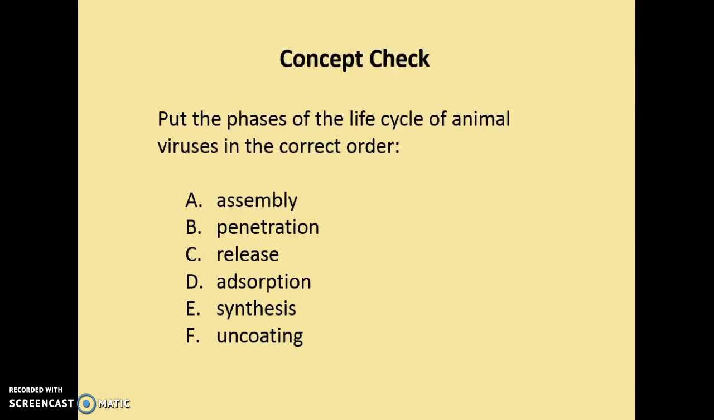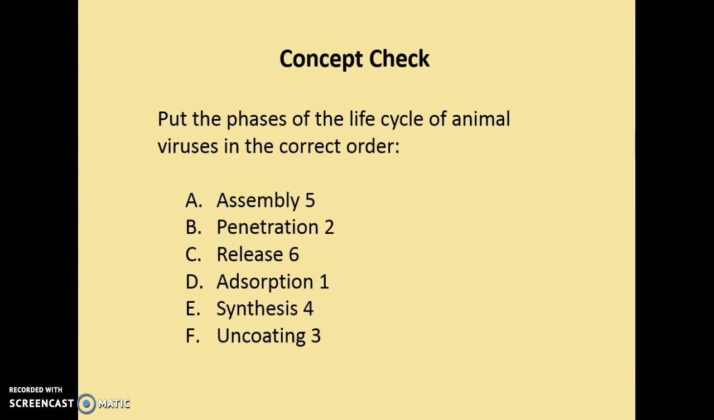All right, then put the phases of the life cycle of animal viruses in the correct order. So this was from section 5.3, I believe, looking at the life cycle. So your options are assembly, penetration, release, adsorption, synthesis, and uncoating. And the proper order is adsorption, where the virus attaches to a host cell. Step 2 is where it's going to penetrate to get into the host cell, and then it's going to uncoat. And in your figure, penetration and uncoating were part of the same step.